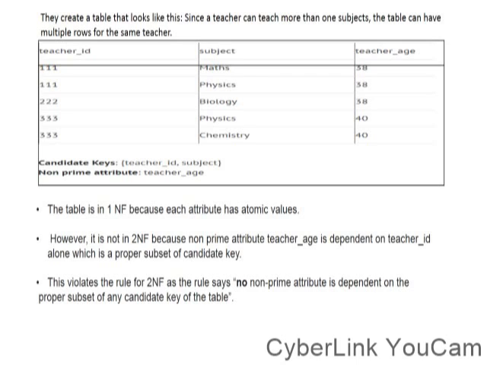So the table is in first normal form because each attribute has atomic values. However, it is not in second normal form because the non-prime attribute teacher age is dependent on teacher ID alone, which is a proper subset of the candidate key, as we discussed in the theory part of second normal form. So this violates the rule of second normal form, as it says no non-prime attribute depends on a proper subset of any candidate key of the table.